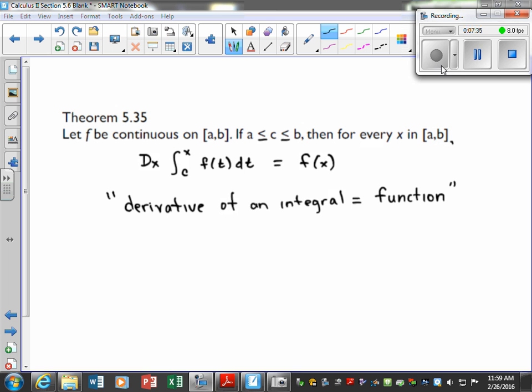Alright, we're back to another theorem. 5.35: let f be continuous on the closed interval a to b. If a is less than or equal to c, which is less than or equal to b, then we have the derivative of the integral is equal to the function. And we talked about this in a previous lesson, so just to see it one more time as a theorem.